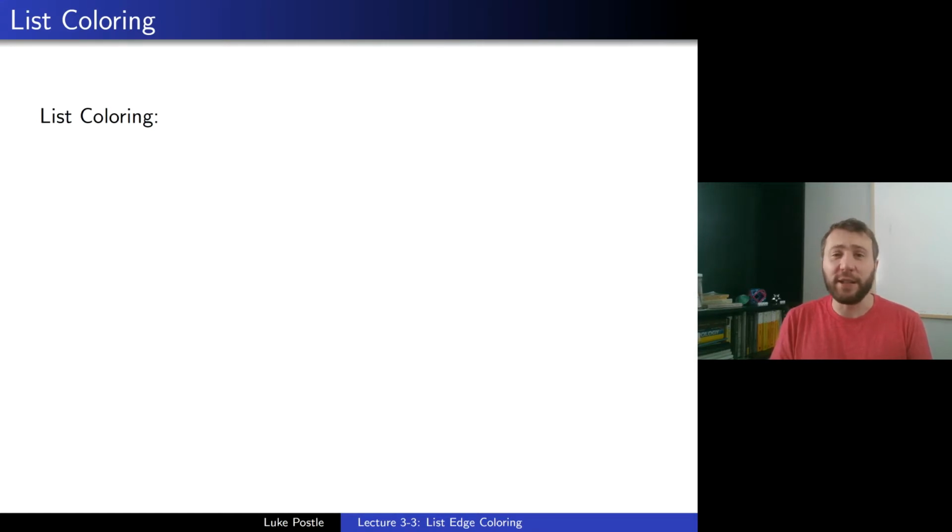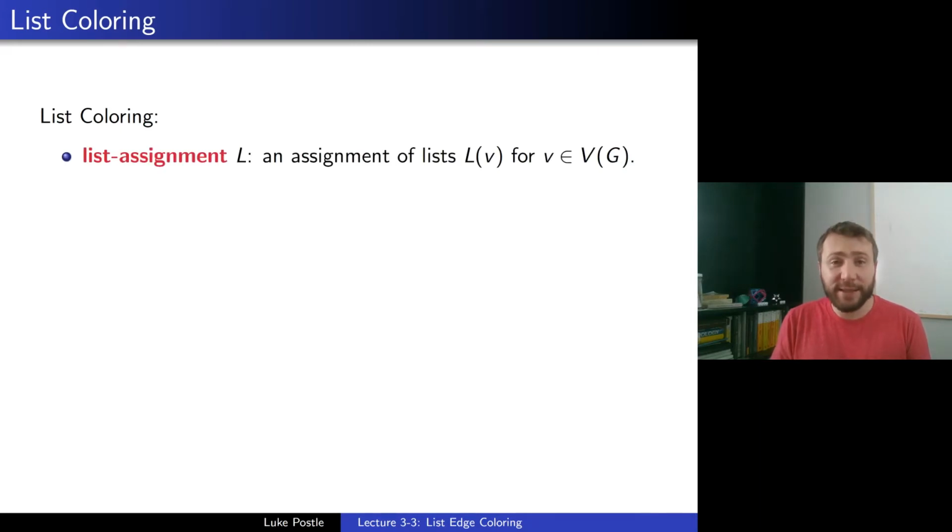So what is list coloring? We've alluded to this in the assignments, but I'll just formally mention it now. So list coloring is where you have list assignments for colors. A list assignment L is an assignment of a list L(v) for every vertex v in V(G), for some graph G here.